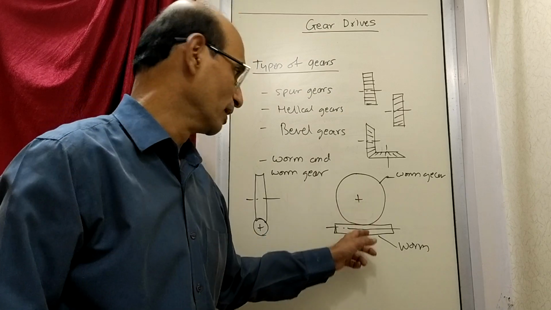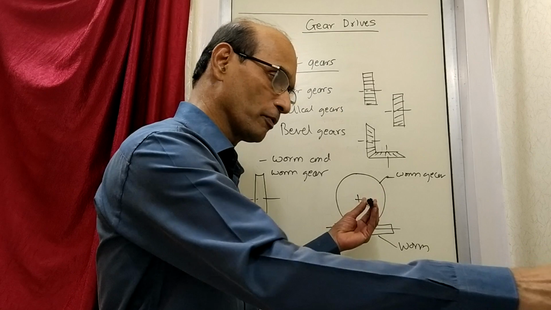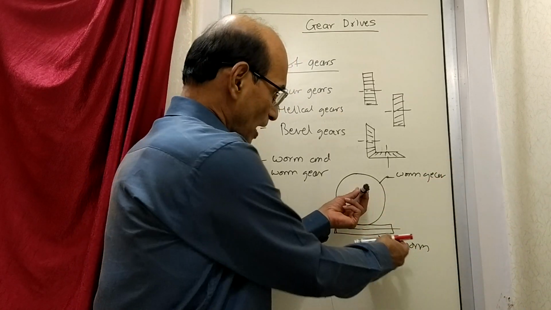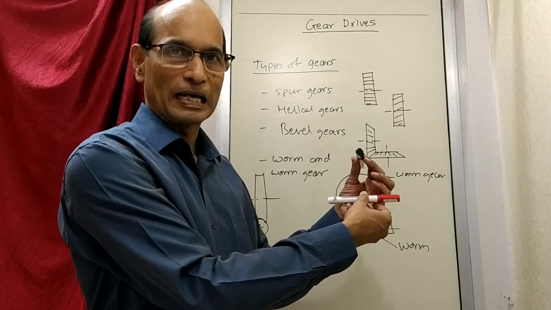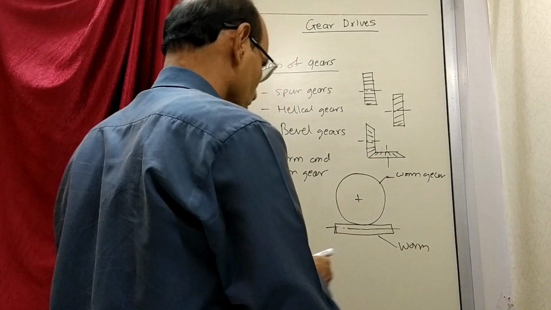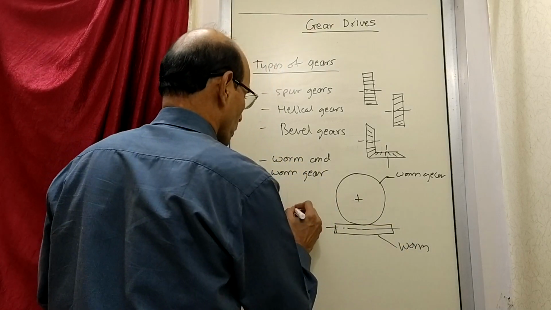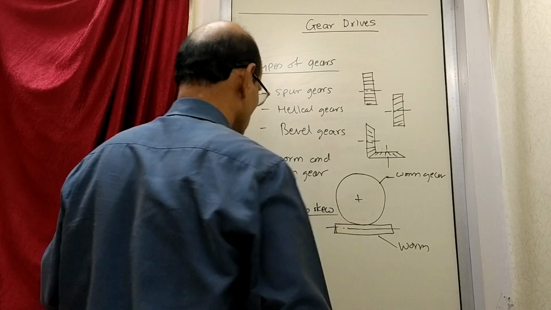Now the axes here are neither perpendicular nor parallel. You can see the axis of one gear is like this, and the axis of the worm is like this. So these are the two axes. These two axes are neither parallel nor perpendicular. They are called skew axes. So the axes are skew. S-K-E-W, skew. Skew axes are there.